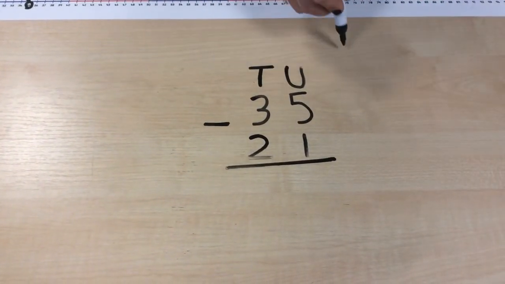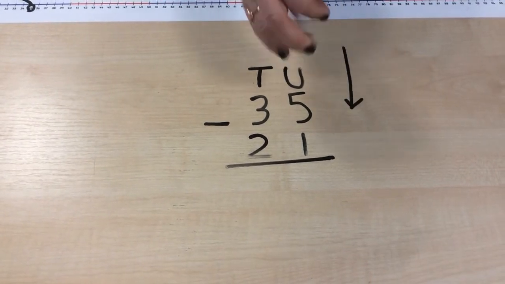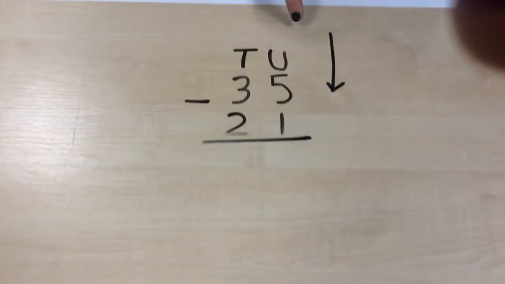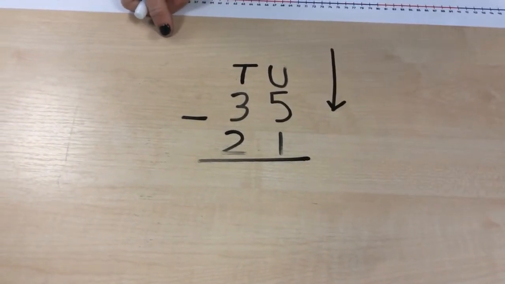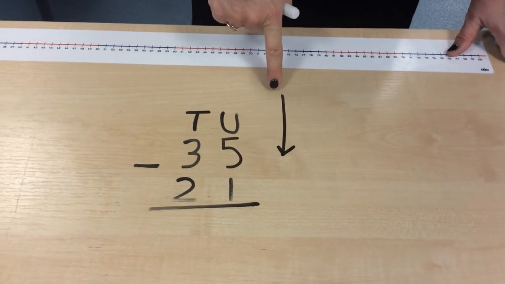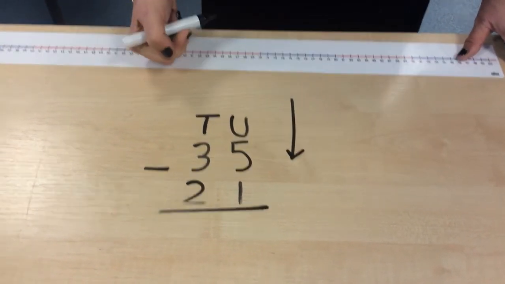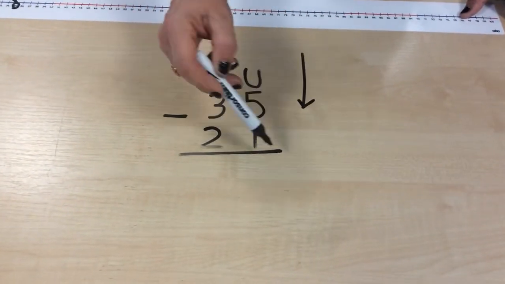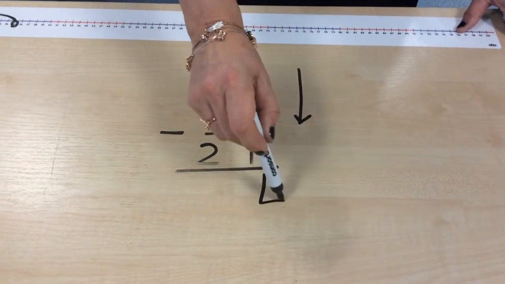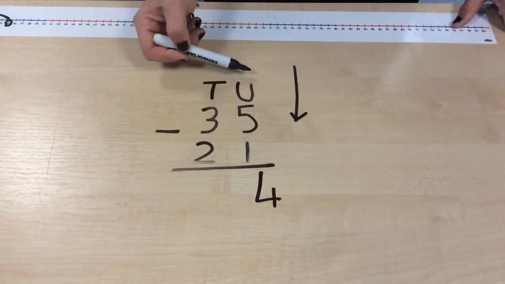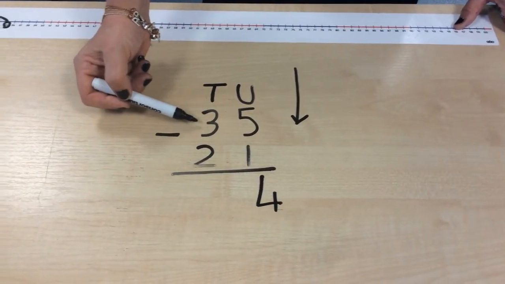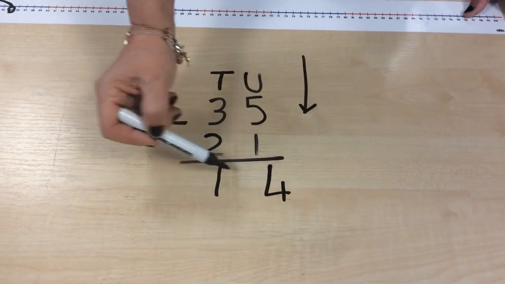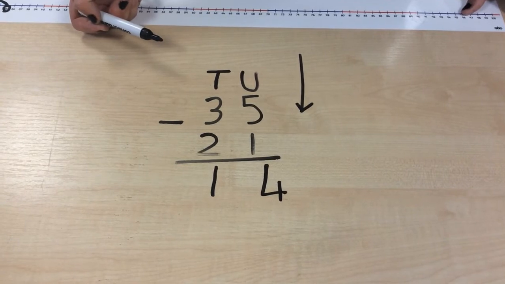Now I am going to take away, and when I take away, I start from the top and always go down. Remember, we always go from the top down when we are taking away. So we start with the unit. 5 take away 1 is 4, making sure it's in the unit column. And then we have 3 tens take away 2 tens is 1 ten. So my answer is 14.